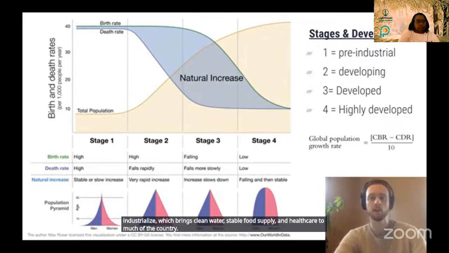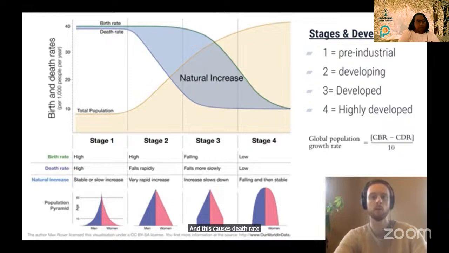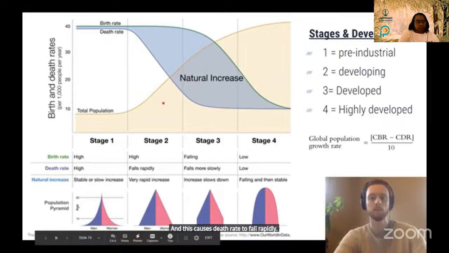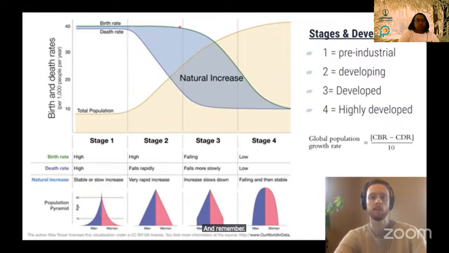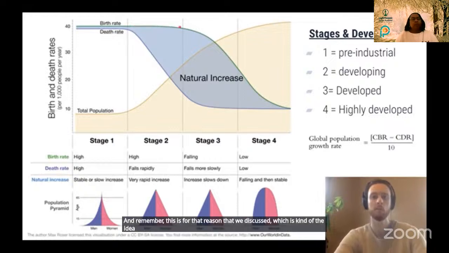And this causes death rate to fall rapidly. So if we look at the graph here, we'll see that the blue line, the death rate, will fall dramatically in stage 2, but birth rate stays high. And remember, this is for that reason that we discussed, which is kind of the idea of population momentum or generational lag time. So it takes a while for women to get increased educational opportunities, and it also takes a while for societal and cultural norms to change to normalize having fewer children.